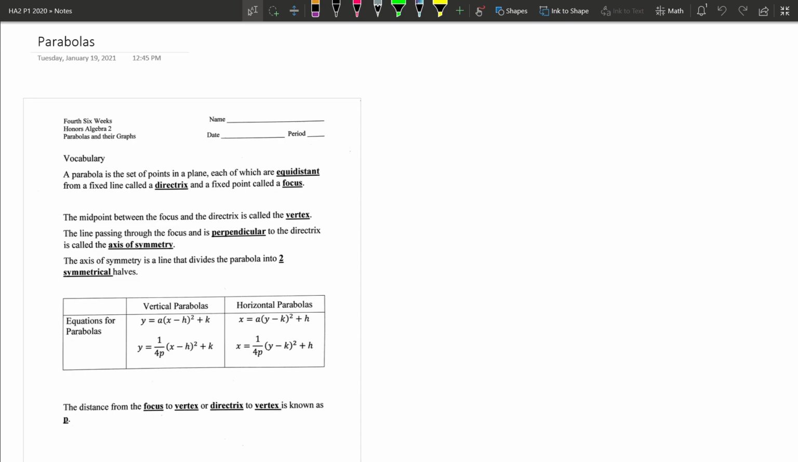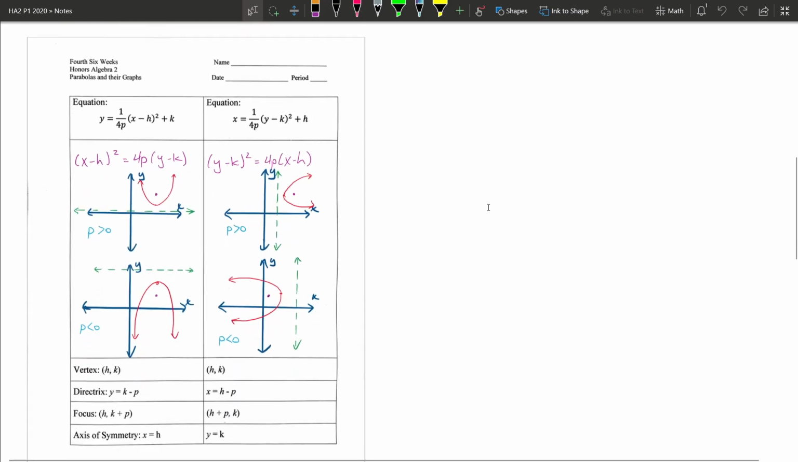So since that 1 over 4p version is not my favorite, because I am personally not a big fan of fractions, I rewrote these equations as kind of a cheat sheet, like this. So we can see what is going on a little more conveniently. In my brain, the way that it works is if the x stuff is squared, it's a normal up and down opening parabola. And if it's the y stuff squared, it's a side to side opening parabola, a horizontal parabola.